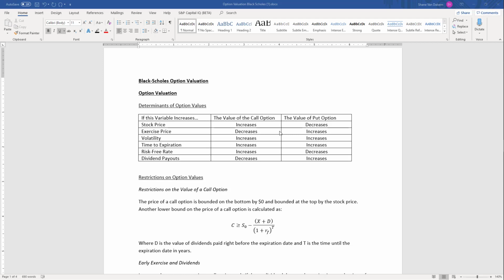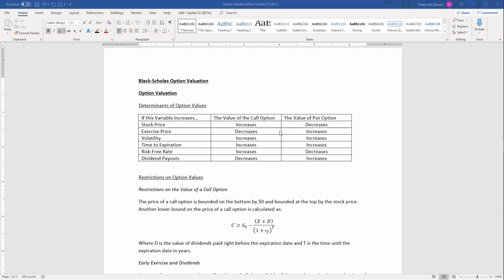The time to expiration, again, for both the call and the put options, the longer the time to expiration, the greater the value of the options. And again, for the same reason, for both options, the longer you go out until the expiration date, the greater the chances of an extreme value to occur where that option is going to be worth the most.